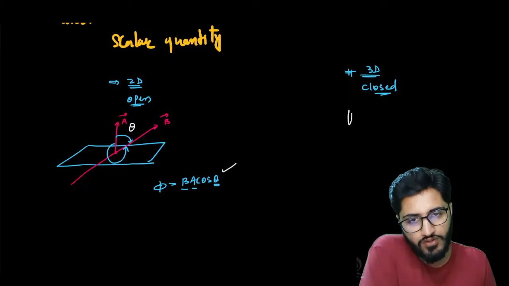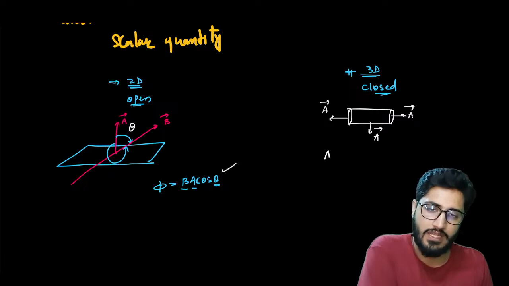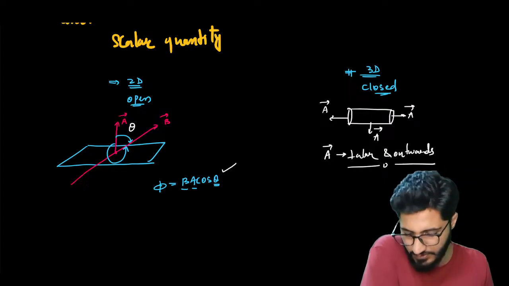If we talk about 3D, if this is my cylinder, we have one area vector here, one area vector here, one area vector here. That means the area vector should be perpendicular and outwards. It should be perpendicular to your surface and outward to your surface.